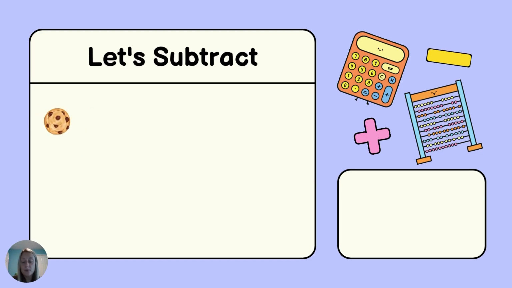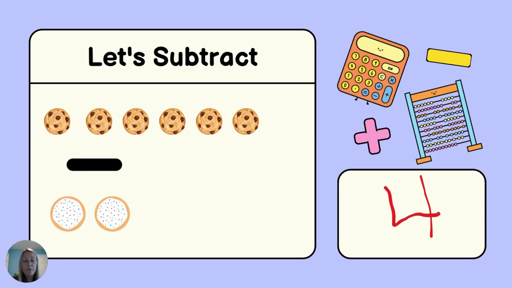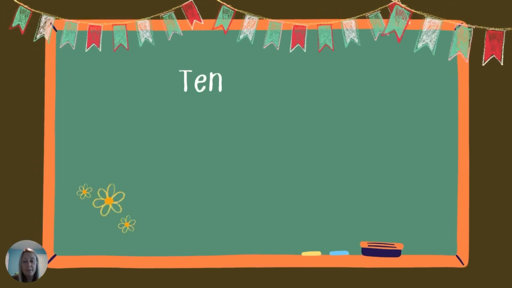Now let's use some subtraction. We're going to take cookies away. You ready? See how many we're going to start with? 1, 2, 3, 4, 5, 6. Now we're going to take them away. There's our minus sign. We're going to take away 2 cookies. So if we had 6 cookies and we took away 2, what number is left? 4. We would have 4 cookies left, and we would represent that in our 10 frame.